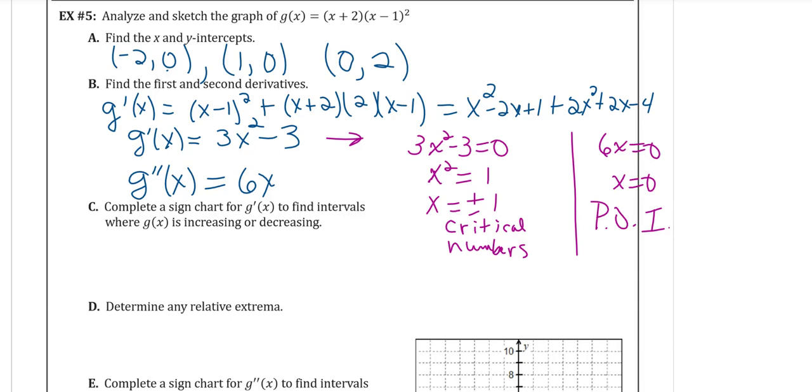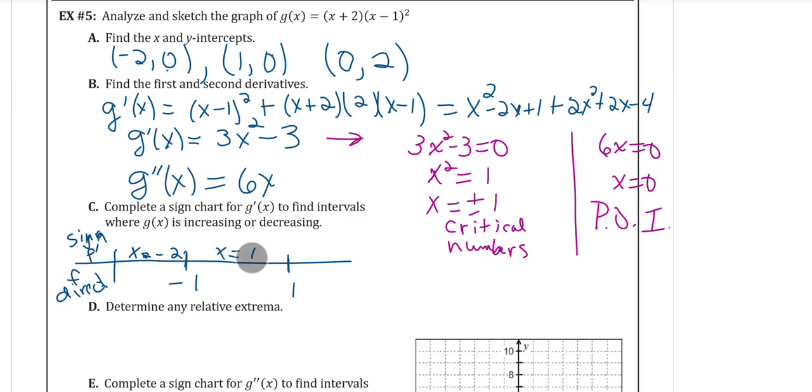All right, so now I can do my sign chart for g prime. So making a sign chart here, I have my sign of g prime and my g direction. I have two critical numbers, I have -1 and 1. So I'm going to check x equals -2, x equals 0, and x equals 2.